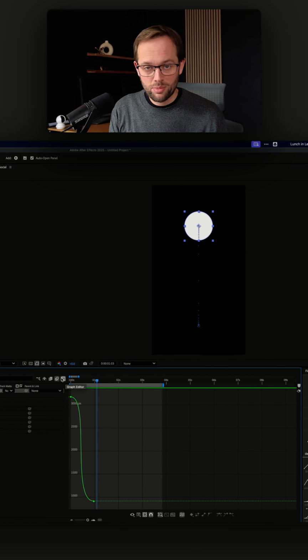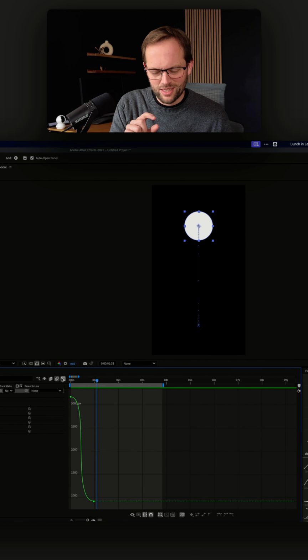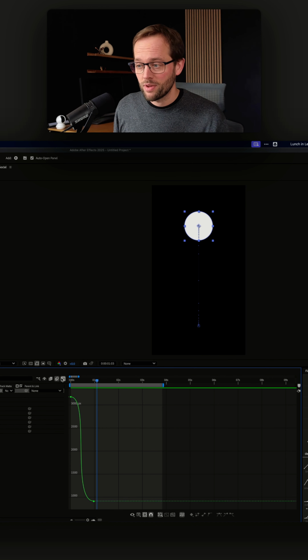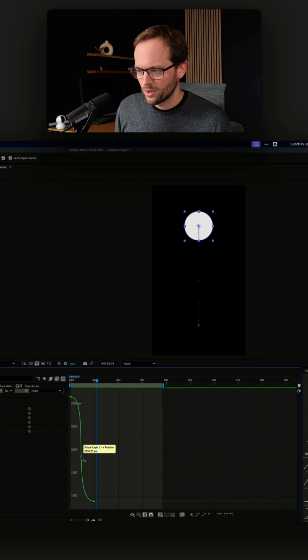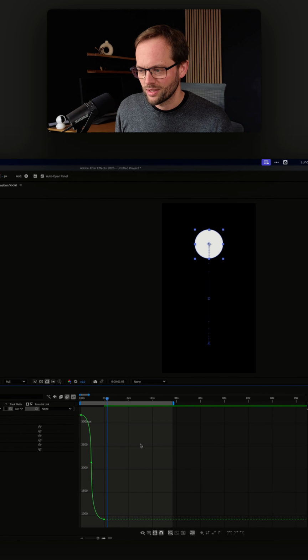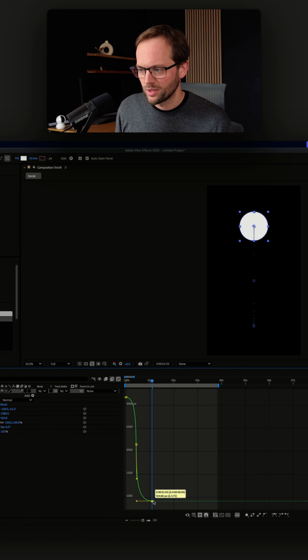So what some people do is they have parent nulls and they put easing on the parent nulls and all this stuff. I did that for ages, and there's a really, really simple solution. All you need to do is go to the graph editor, put a keyframe here between your two easings, and then pull this last one out.